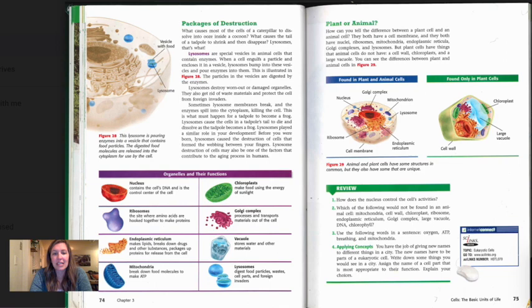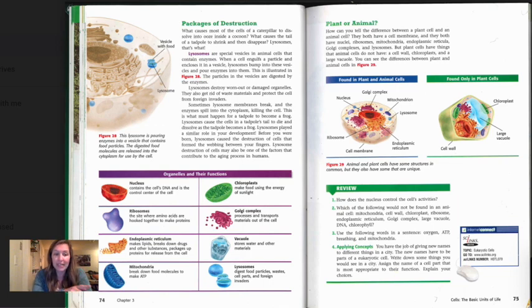Lysosomes cause cells in a tadpole's tail to die and dissolve as a tadpole becomes a frog. Lysosomes played a similar role in your development. Before you were born, lysosomes caused the destruction of the cells that form the webbing between your fingers. Lysosome destruction of cells may also be a factor that contributes to the aging process in humans. So down on the bottom, you have those eight organelles and their functions.